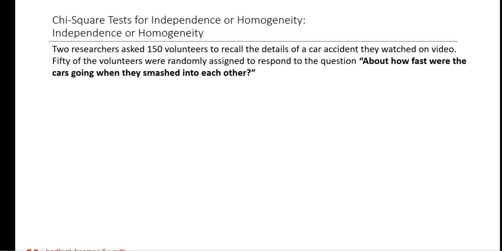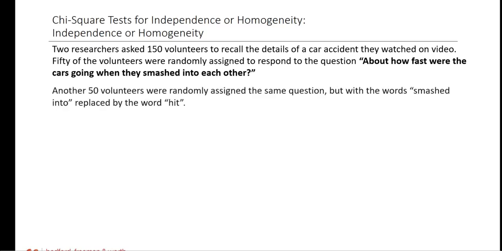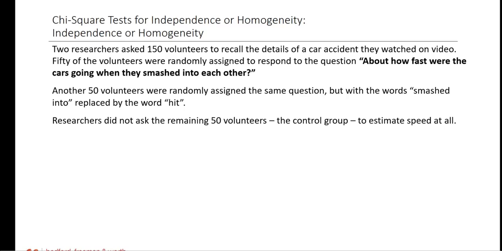2 researchers asked 150 volunteers to recall the details of a car accident they watched on video. 50 of the volunteers were randomly assigned to respond to each question. About how fast were the cars going when they smashed into each other? Another 50, same question, but the word smashed into was word hit. They did not ask the 50 volunteers to estimate the speed at all.